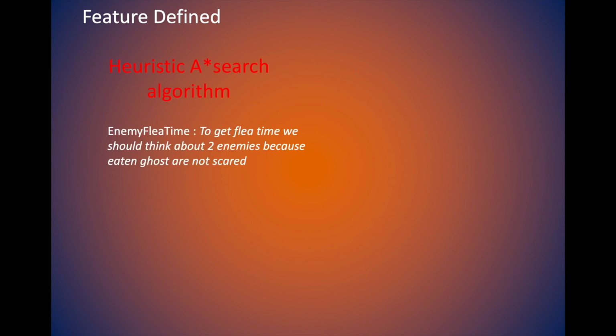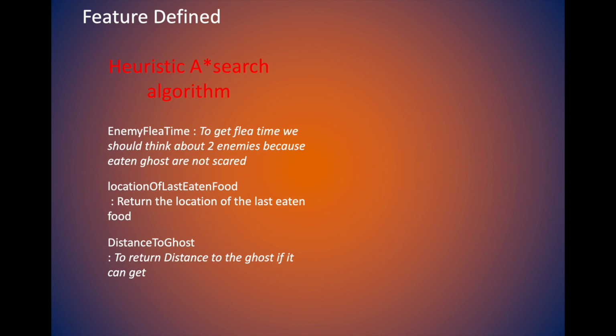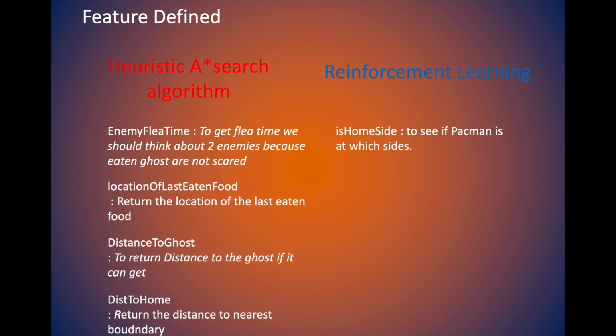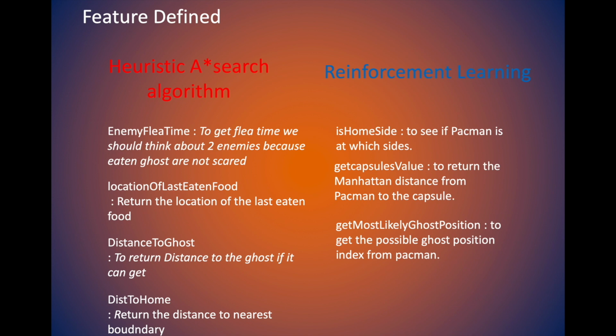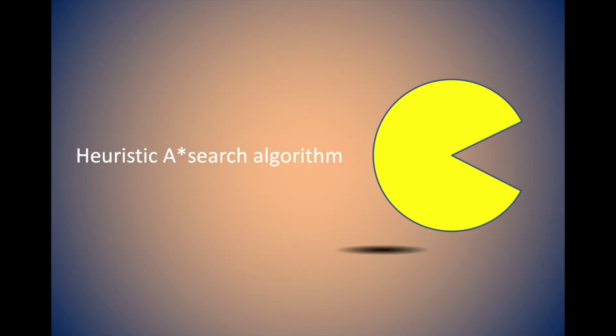As for the features defined, in the heuristic A* search algorithm, we defined the energy, the free time, the location of the last eaten food, as well as the distance to the ghost and the distance to home. As for the reinforcement method, we defined is home stay, get capsule value, get most likely ghost position, and the get legal action modifier for the action.